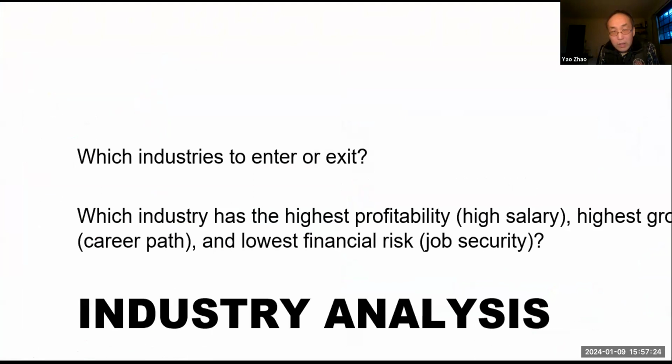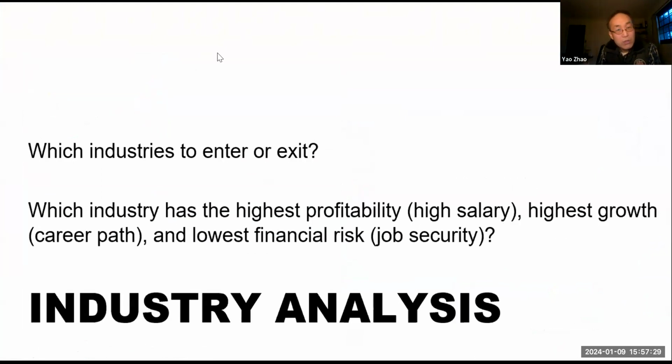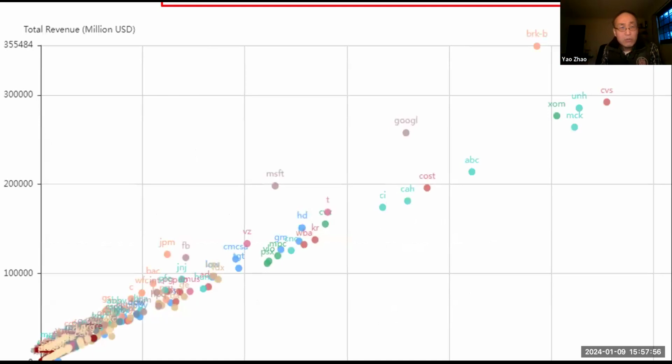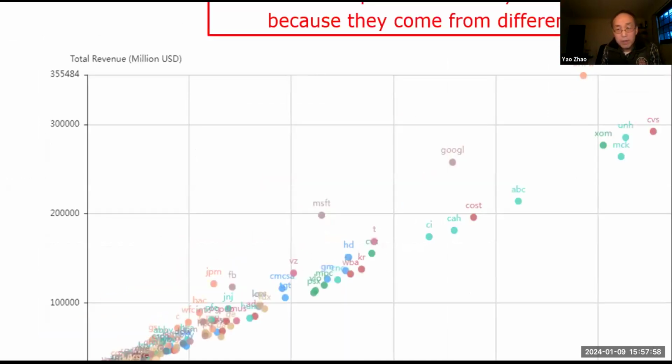So industry analysis, I will just talk about this. The question is, which region you want to go. Now you also want to analyze which industry to enter or exit. Like we said before, you want to enter a sunrise industry, not a sunset industry. So you're looking at the industry in terms of their profitability, their growth, that means a career path, and also relatively lower financial risk. That means job security. So here I just want to show you two graphs.